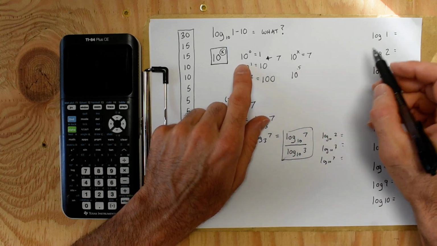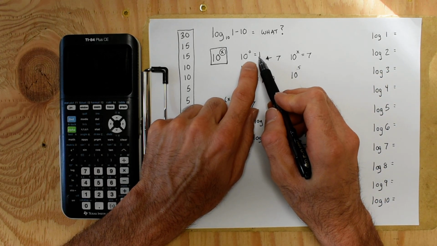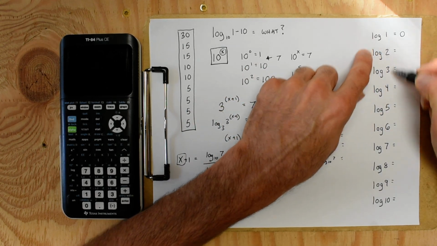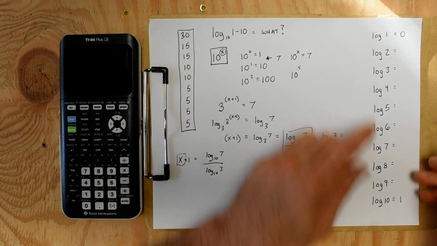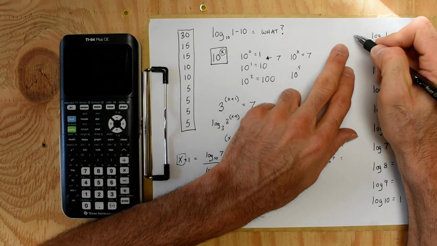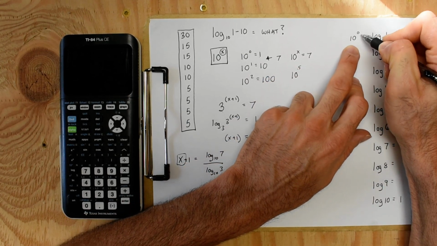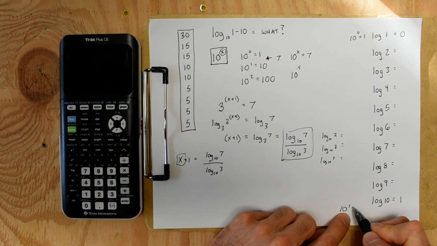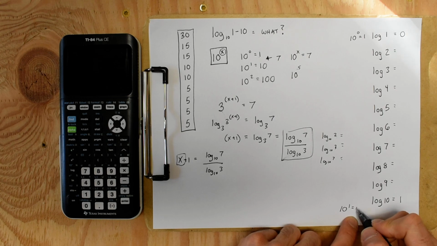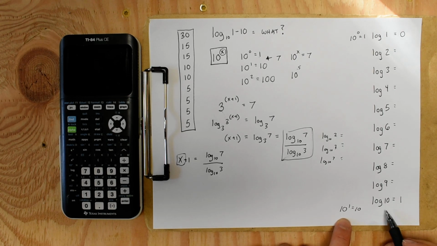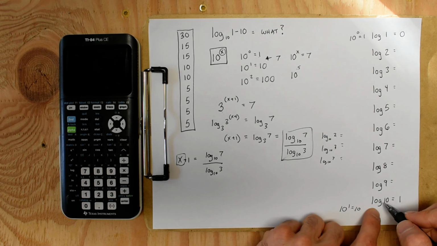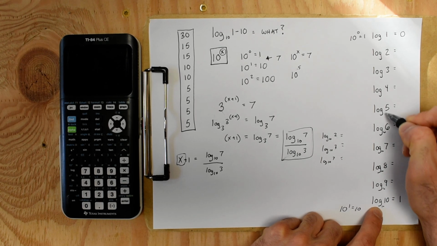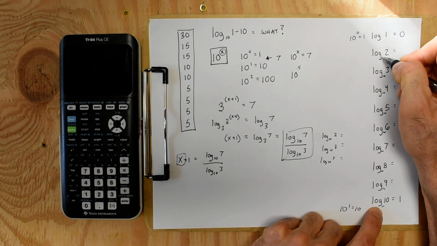We already know 10 to the 0 is 1. So then you just come over here: log of 1 is 0, and log of 10 is 1. How did you even get those? Well, we said 10 to the 0 is equal to 1, and 10 to the 1 is equal to 10. These should all be log base 10.